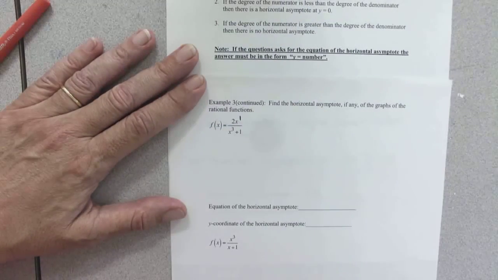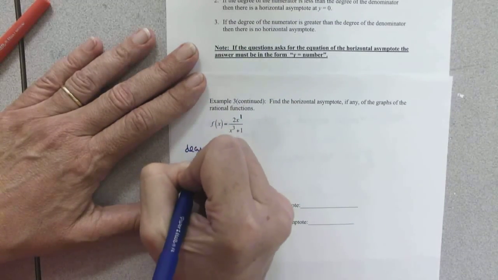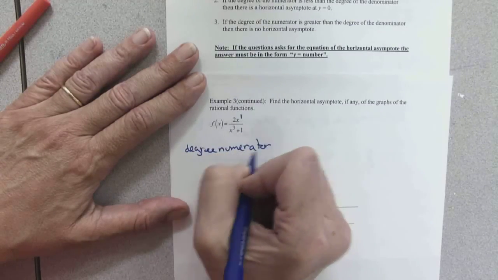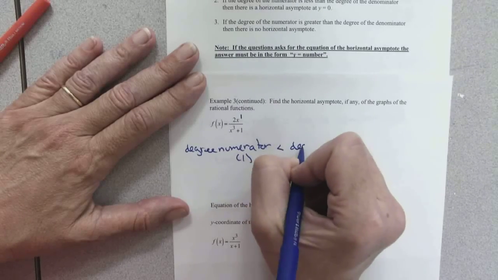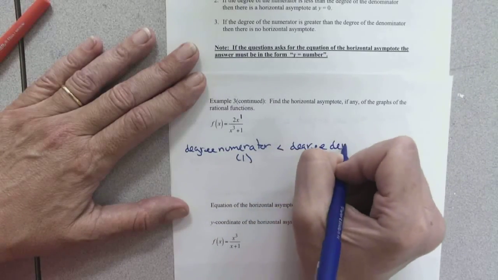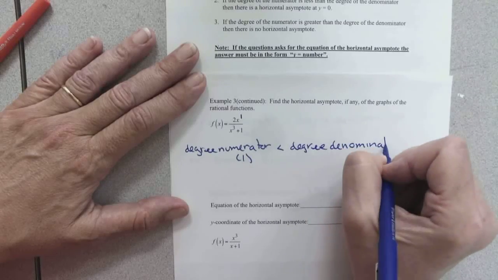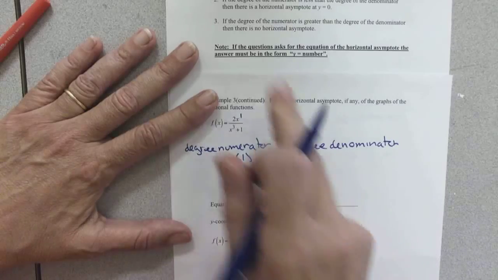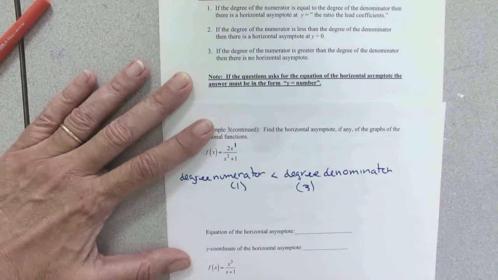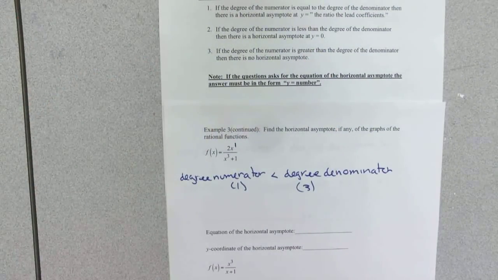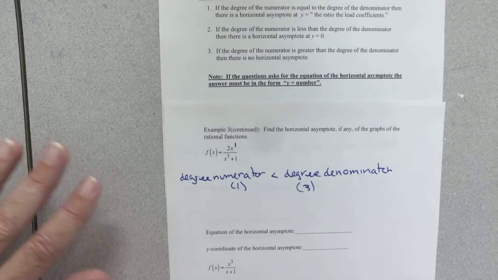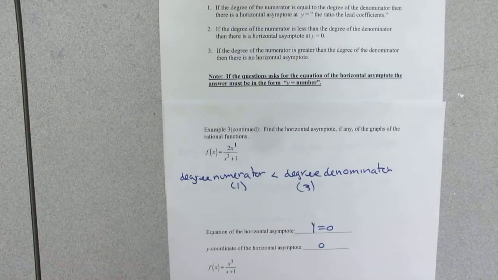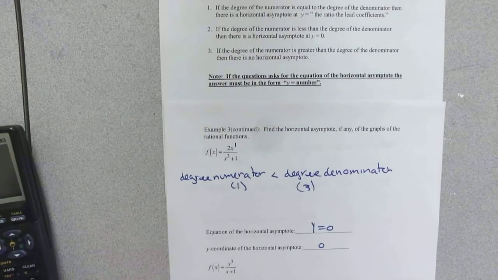That's the same thing as 2x to the first. So the degree of the numerator happens to be 1, and that's less than the degree of the denominator, which happens to be 3. It is 3 this time. And so in that case, that is option 2 up there. We'll put that up there so we can still see it. If the degree of the numerator is less than the degree of the denominator, there's a horizontal asymptote at y equals 0. And we'll check that one really quickly.